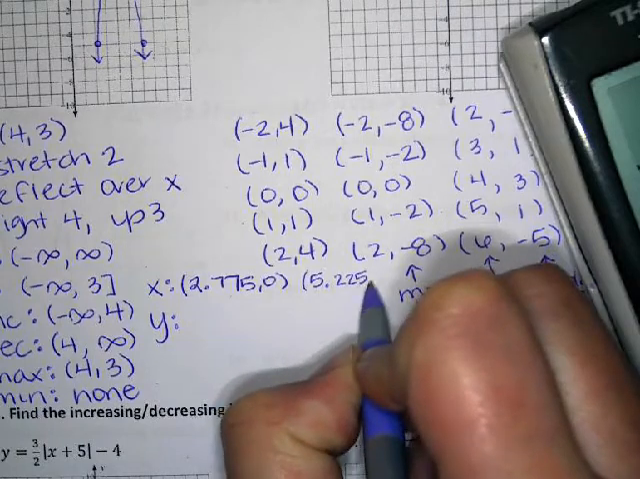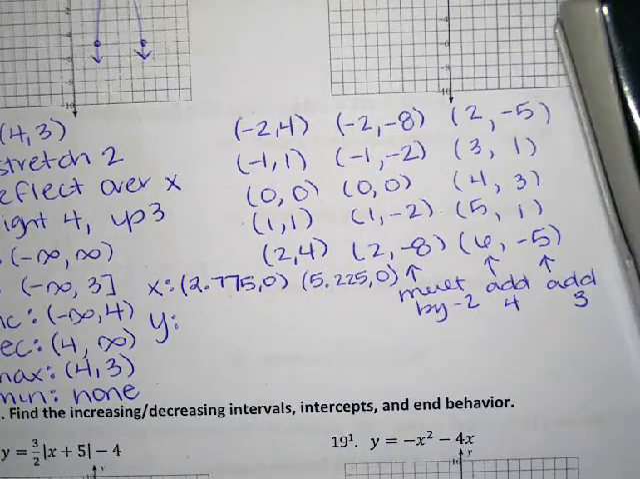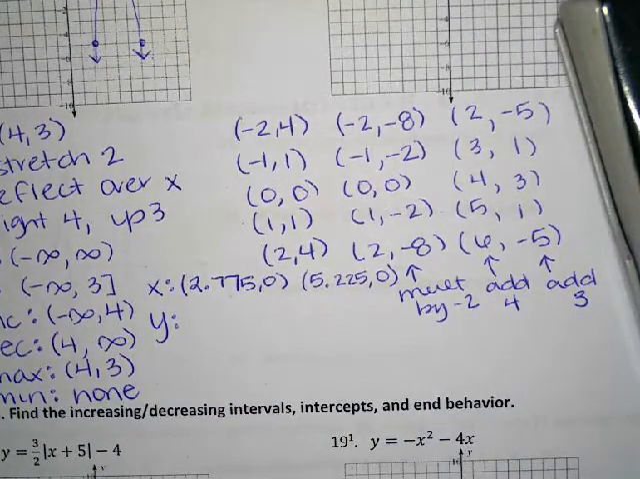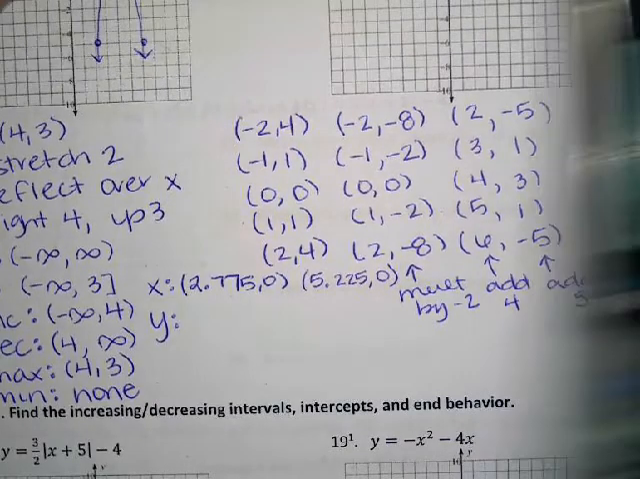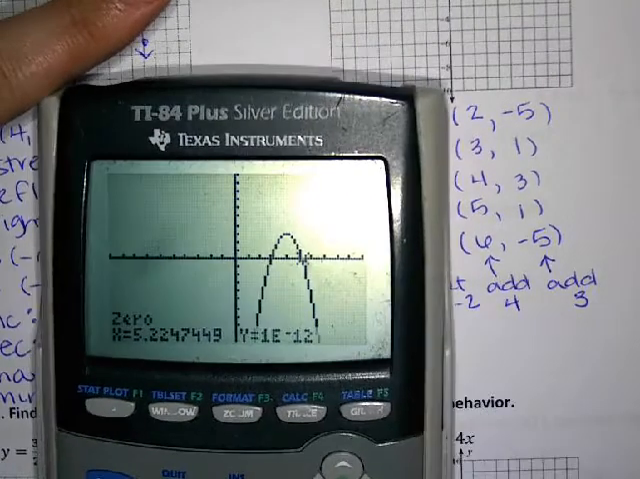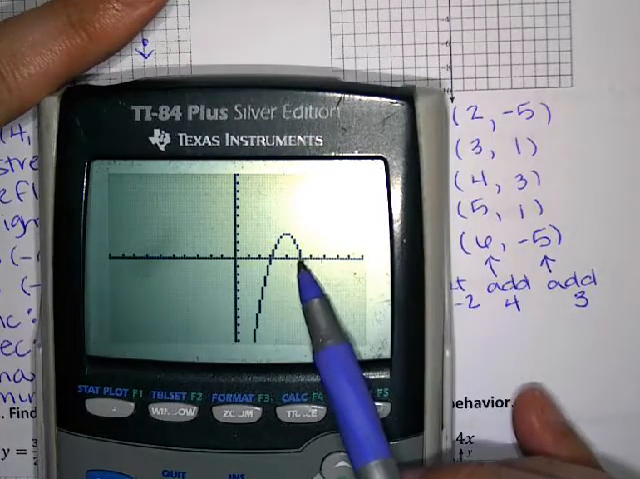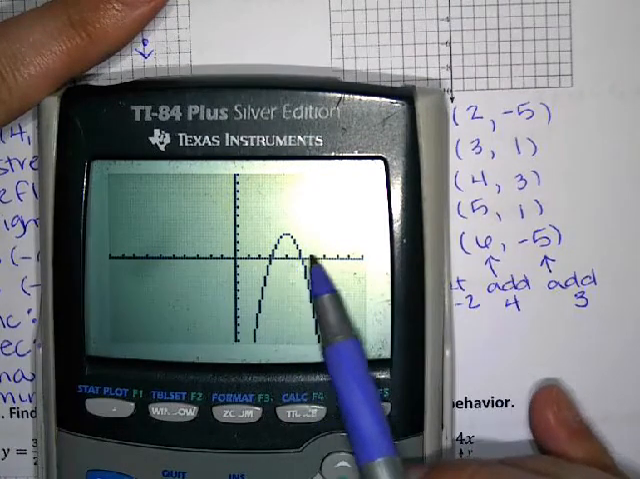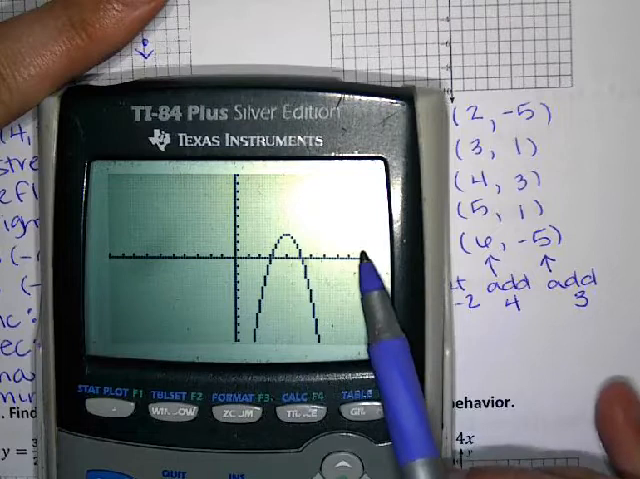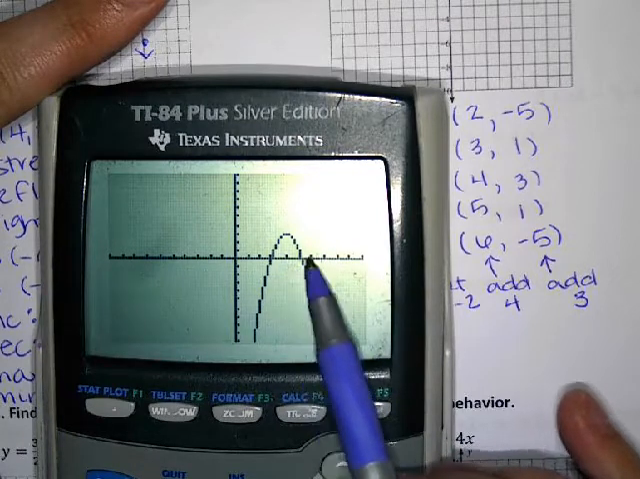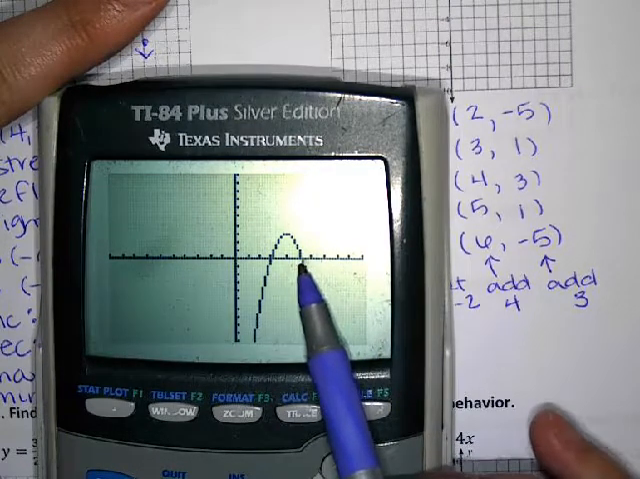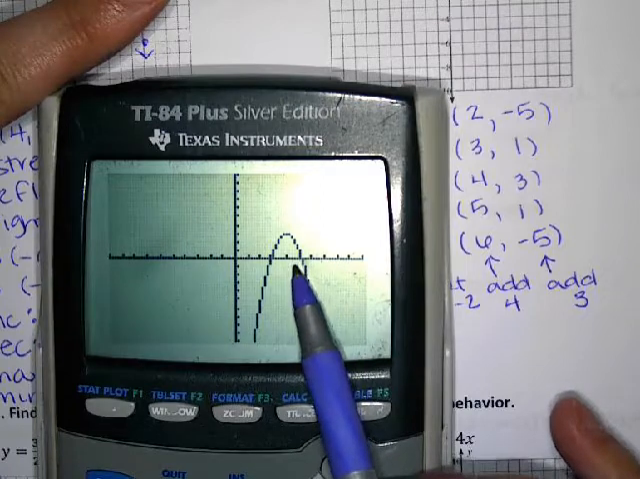Some people prefer to move their cursor to the left bound and right bound, but I think it's easier to plug in numbers. What is my next left bound? If the number's right here, I would do 4 to 6, or you could do 4 to 10, anything to the left and right of this x-intercept. Did you get 5.224 or 225?